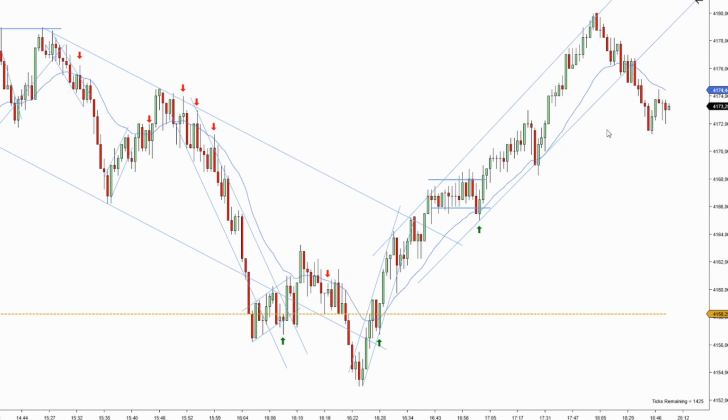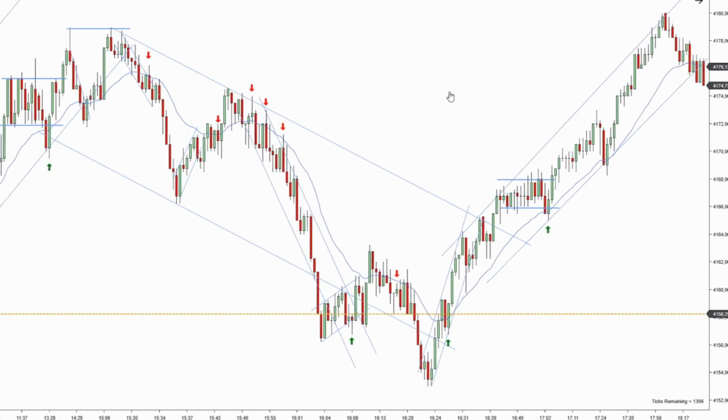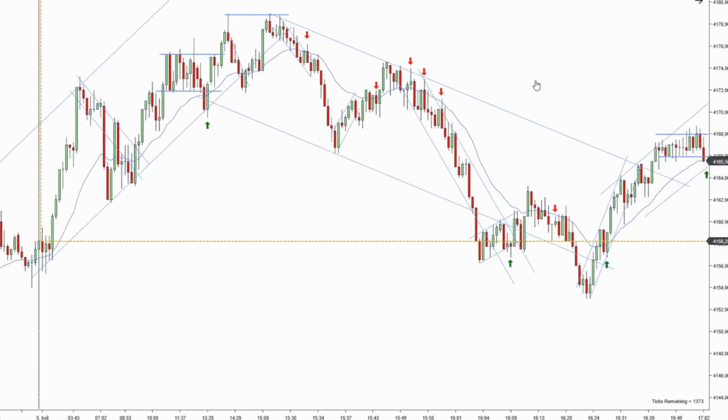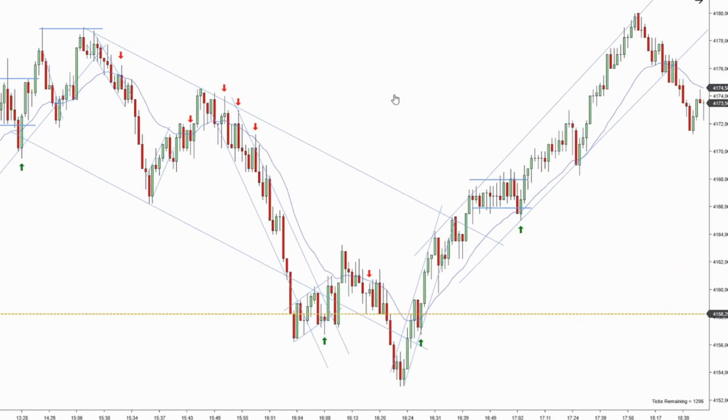Unfortunately, you guys can see what happened, but that doesn't really matter. I had 2 losses, which doesn't really happen that often. But luckily I caught this good runner and I made it up throughout the day. A little bit of a messy day, but what can you do?